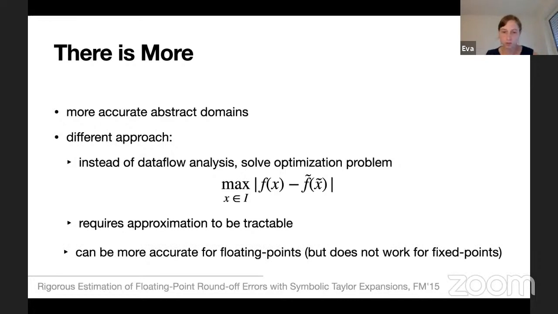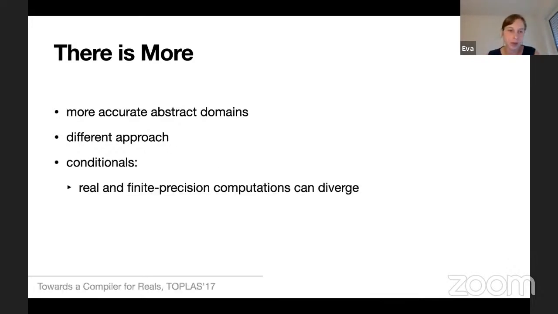So this is not my work, this is someone else's work. This can be more accurate for floating point arithmetic, but unfortunately the approach does not work for fixed point arithmetic. So basically there's no free lunch, but depending on your application, one method or the other may be better.